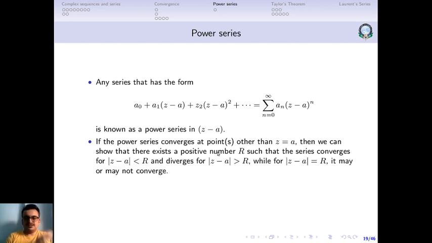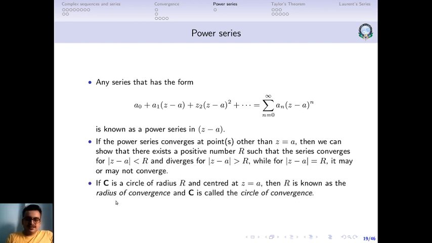If the power series converges at points other than z equal to a, then we can show that there exists a positive number r such that the series converges for |z minus a| less than r and diverges for |z minus a| greater than r, while for |z minus a| equal to r, it may or may not converge. Because z equal to a is a trivial case: if I take z equal to a, this is going to be 0, then all the u's will be 0, so obviously the series is going to converge. So apart from z equal to a, if there is at least one other point at which the series converges, then we can show that some positive number r exists. Using this r, you can create a circle whose center is at a and radius is r, and you can show that the series converges inside the circle and diverges outside the circle, and on the circumference of the circle, it may or may not converge. That's where we'll have to resort to some other means to find out whether it converges on the circumference or not.